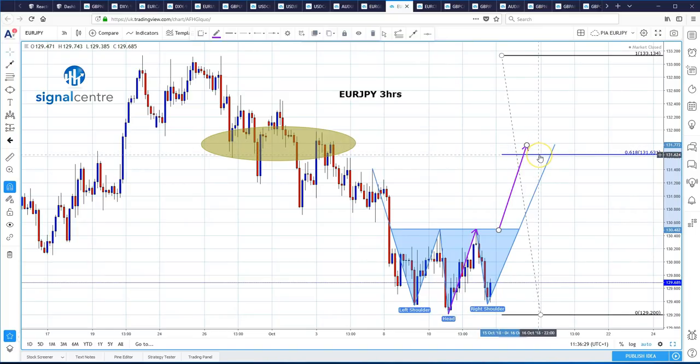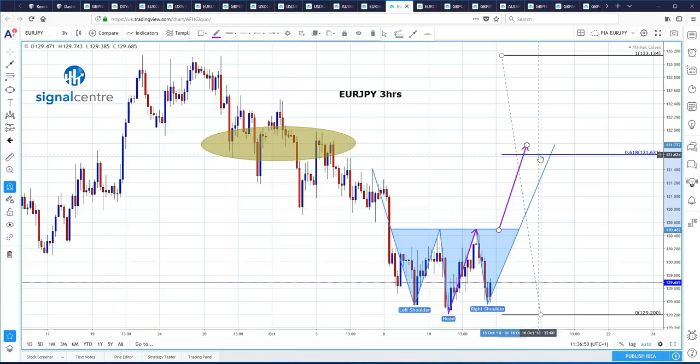We've got 61.8% pullback level of the last sell-off at 131.63. So intraday, we've got support at 129.60. We did close above that. It was actually a weekly support. We closed above that barely, but we did close above it. So that keeps that weekly signal alive.